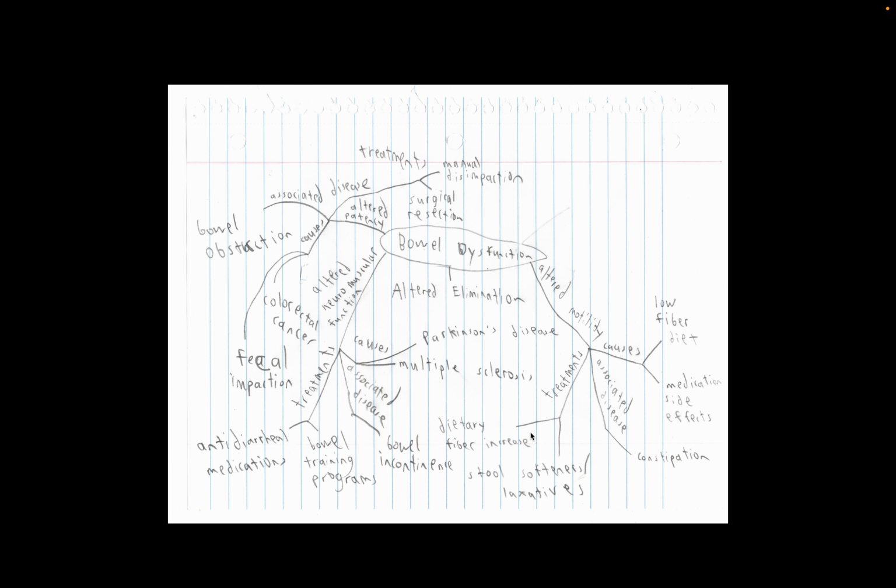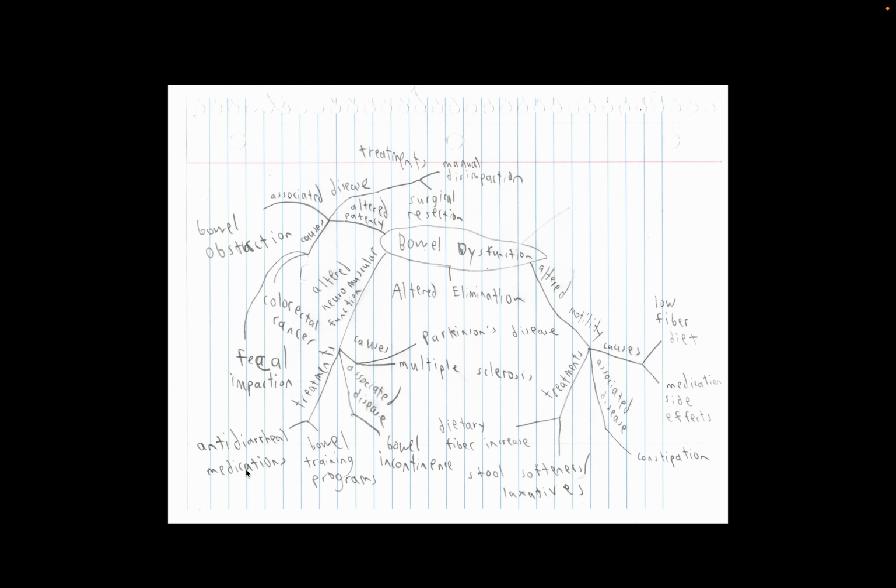But when I got to neuromuscular function, I had to rethink things. Conditions like Parkinson's disease or multiple sclerosis affect how the nerves and muscles of the bowel communicate, leading to bowel incontinence rather than constipation. Treatments like bowel training programs or antidiarrheal medications became more meaningful when I connected them to the neuromuscular root of the problem.